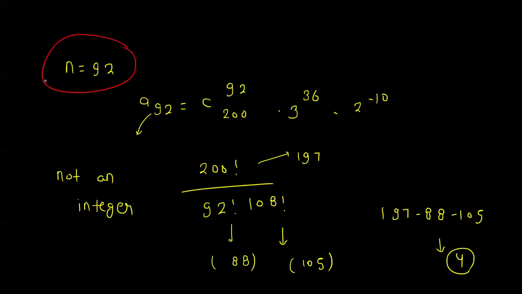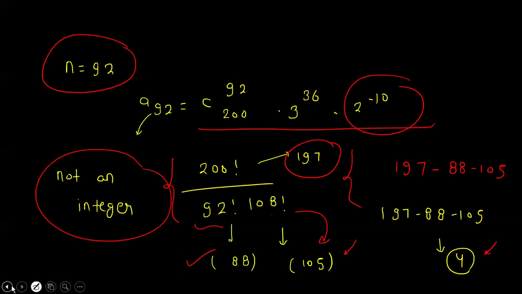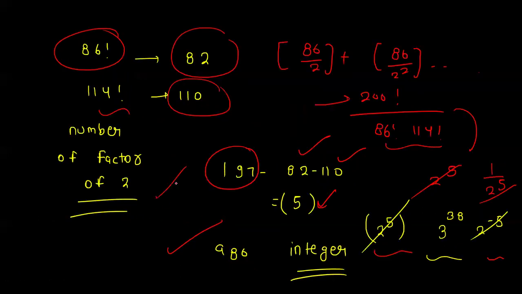Similarly, if you put n is equal to 92, then it will become like this number. Here you can again calculate the number of factors of 2 in this number: 200 factorial, 92 factorial and 108 factorial. So this is 197. We know that from the previous calculation. If you calculate the number of factors of 2 in 92 factorial, it will become 88, and in this number it is 105. So overall we can count 197 minus 88 minus 105, it will become 4, but it will not completely cancel this, so this is not an integer. But this one is an integer.